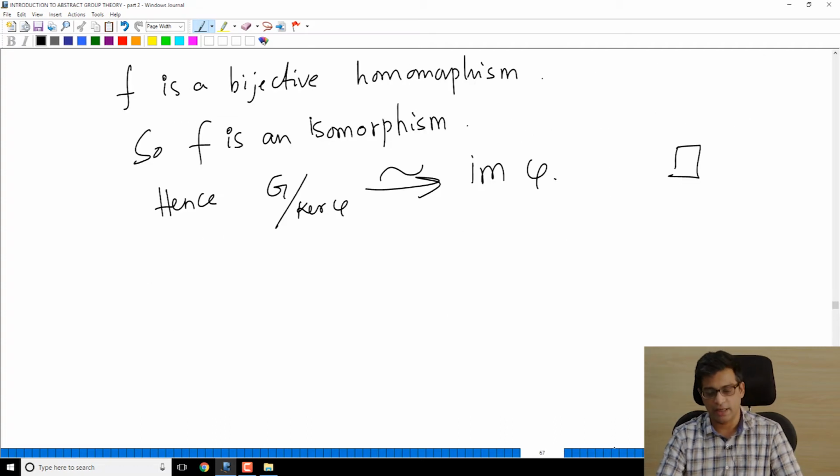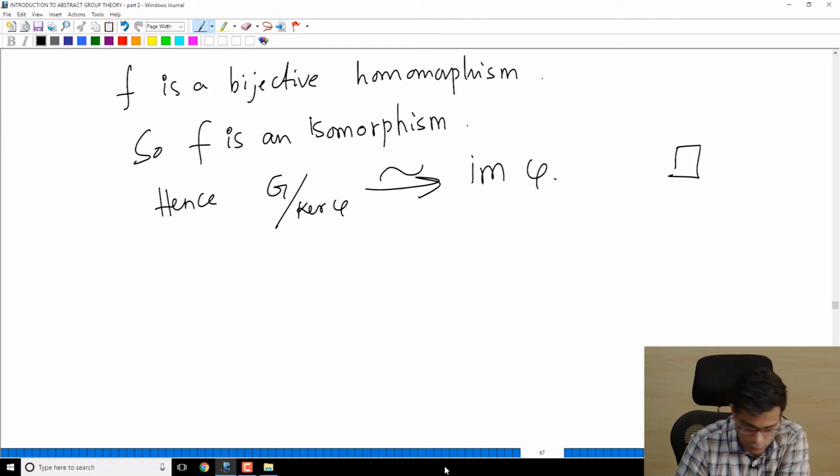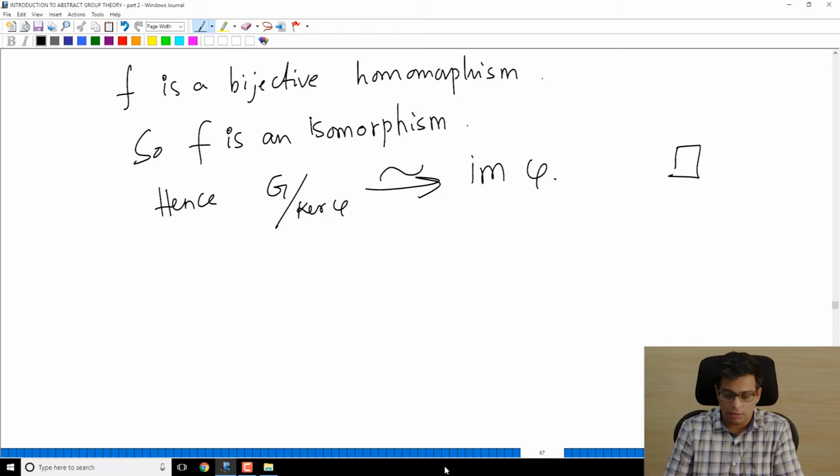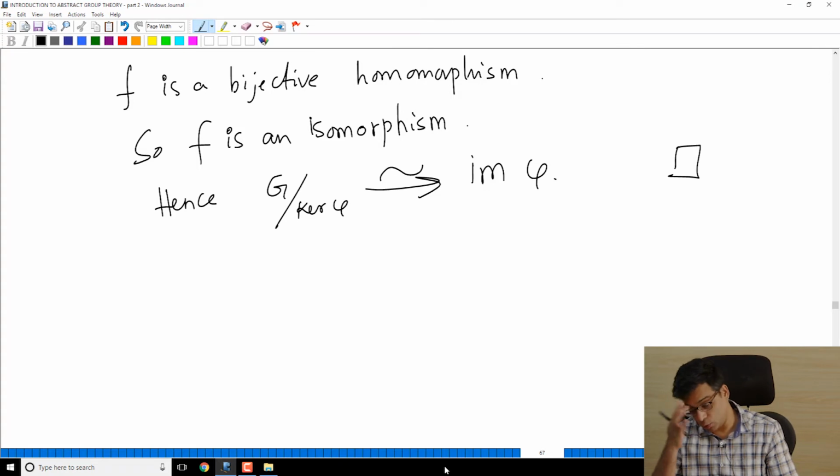Okay, so it says that if you have any group homomorphism, there is an isomorphism between the quotient group G mod kernel phi and the image group. Okay, so why is this useful? As I said, the first isomorphism theorem and more generally all isomorphism theorems are very useful in determining properties and observing new facts about groups.